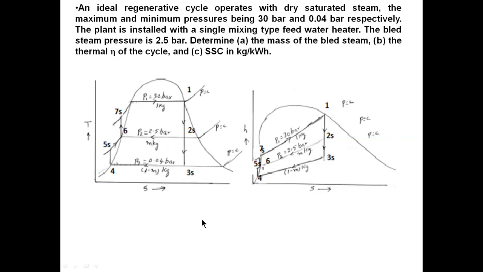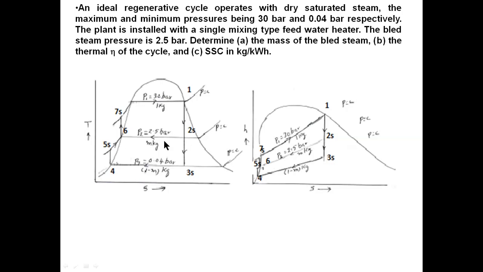Then what is the condition of the steam entering the turbine? You need to note he has given that the steam entering is dry saturated steam. The state of the steam is dry, so the state is on the saturated vapor line. From here you need to draw the vertical line till 2.5 bar.